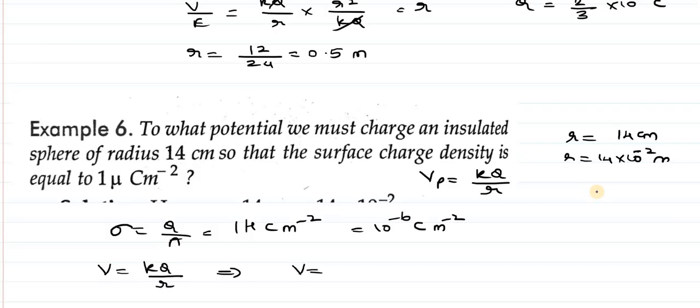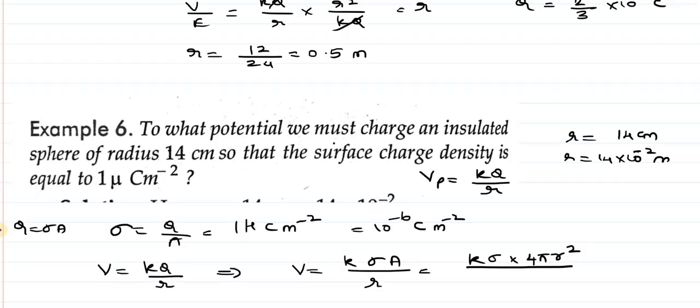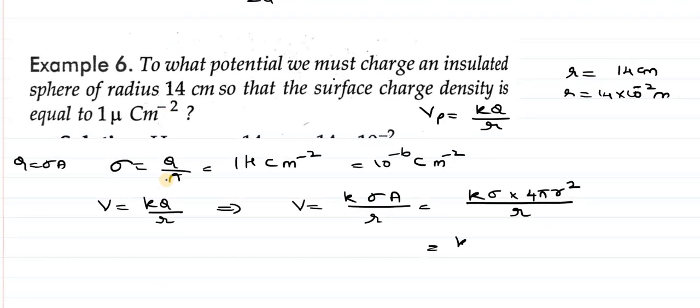Instead of Q, you can write Q equal to sigma into A. So you can write it as K into sigma A by R. What is A? Spherical shell, right? So spherical or sphere, insulated sphere they have given, not shell. Surface charge density since they have given, so sigma into the surface area. Surface area is 4 pi R square because R is the radius. So divided by R. Now what can be cancelled, you tell me? K into sigma into 4 pi R.